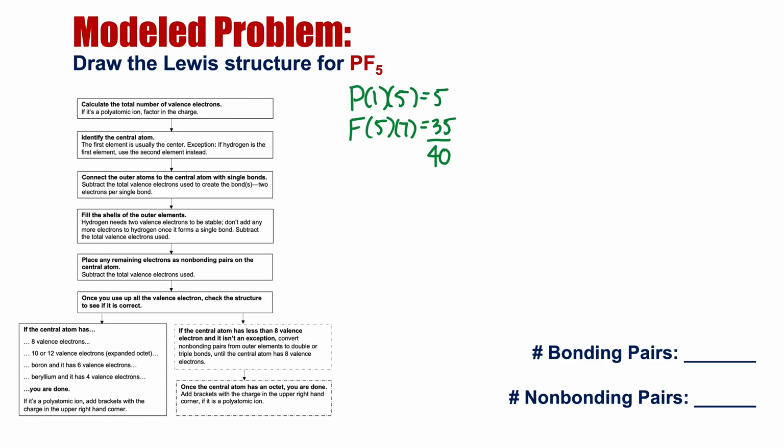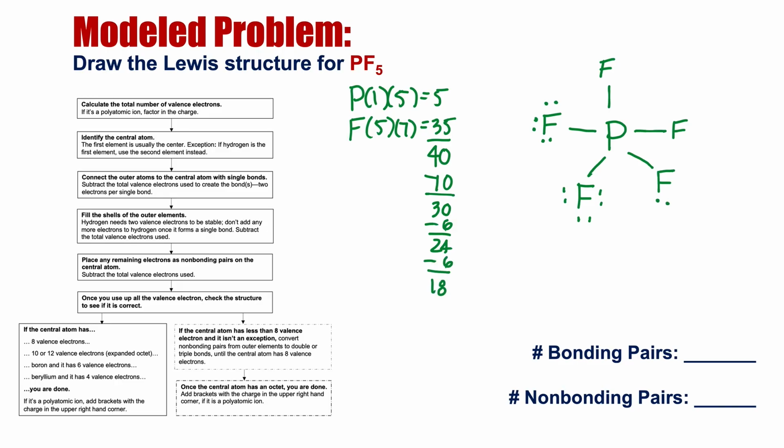So I go through, I do my inventory, 40 valence electrons. I place phosphorus in the center. I put the 5 fluorines around it. I'm connecting each fluorine to the phosphorus with a single bond. That uses up 2, 4, 6, 8, 10 electrons. So now I have 30 left over at this point. Now I'm going through and filling the outer shells of those outer elements.